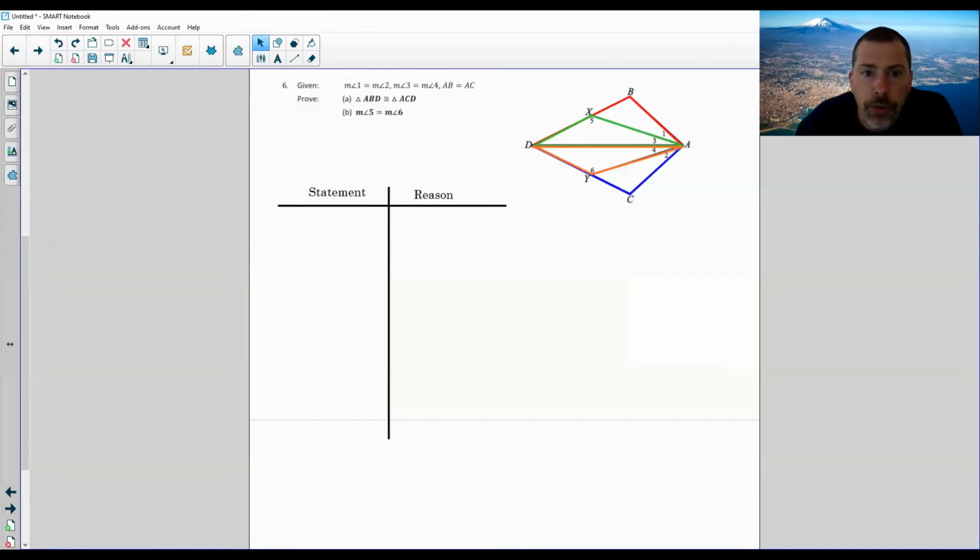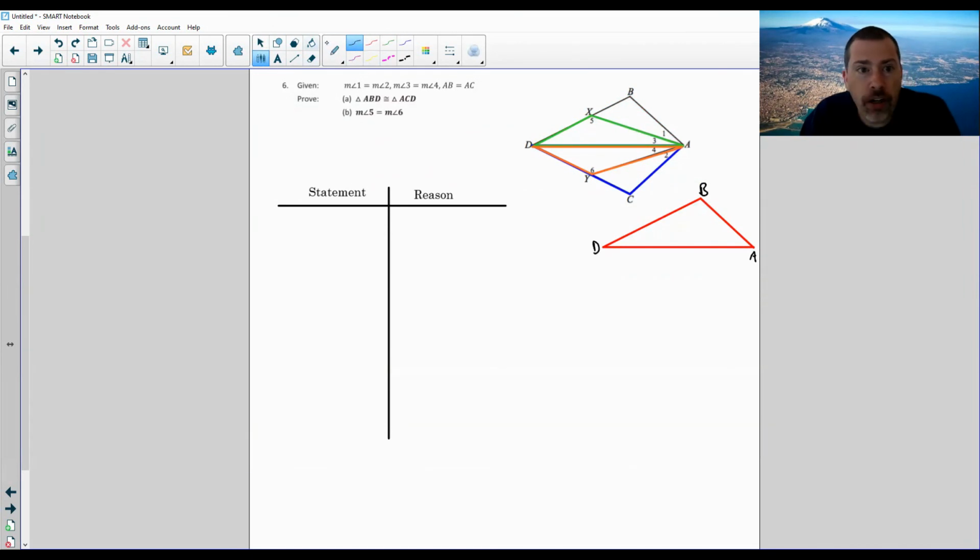Okay, so again, I'm going to explode this. So first thing I'm going to do is move these off. So we're trying to prove triangle ABD is congruent to triangle ACD. So ABD is this triangle right here. I'm going to move that off and label it. So A was over here, B is up here, and D is here. So that's ABD. We're trying to prove it's congruent to triangle ACD. ACD right here. So I'm going to bring this down.